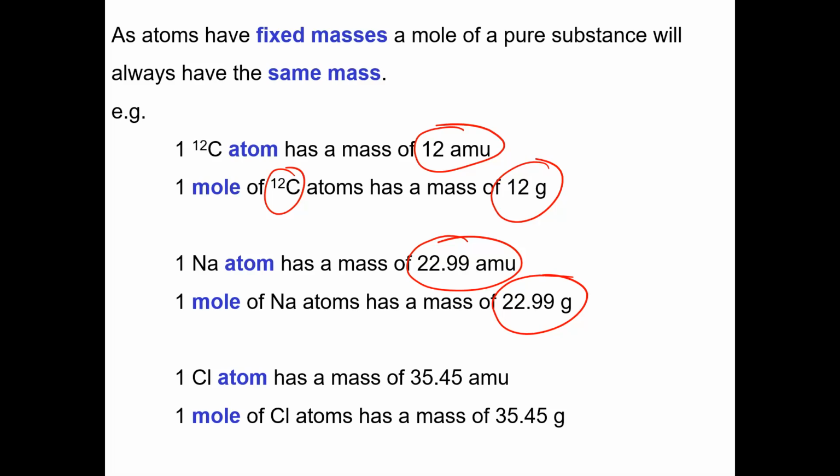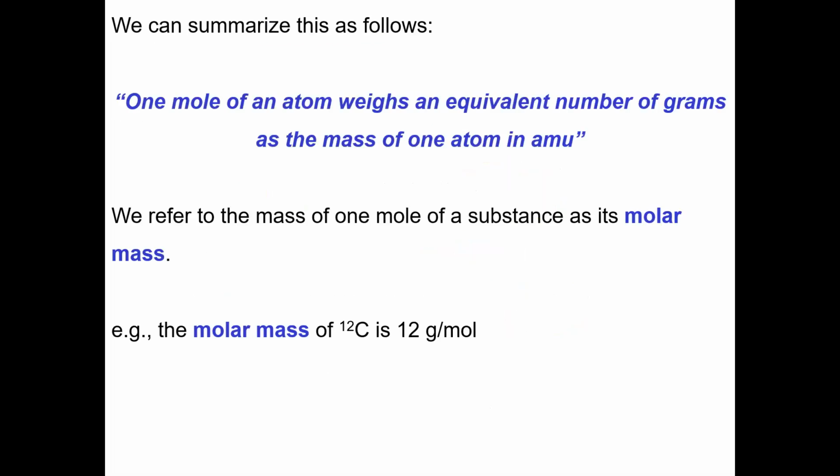So a really useful observation is this, that 1 mole of an atom weighs an equivalent number of grams as the mass of 1 atom in AMU. So we can always get the mass of the atom in AMU from the periodic table, and that's just going to be the same as the mass of a mole of that atom in grams. So we give this mass a name. We say the mass of 1 mole of anything is called its molar mass. So the molar mass of carbon-12, for example, is 12 grams per mole.